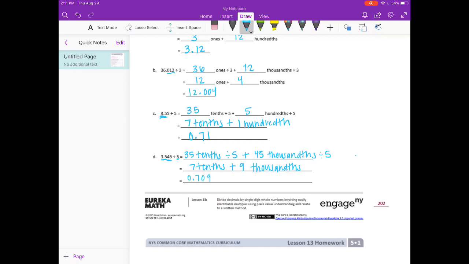Be careful that you don't write 79 hundredths. There's nothing in the hundredths place here, so make sure you get your 0 as the placeholder there.